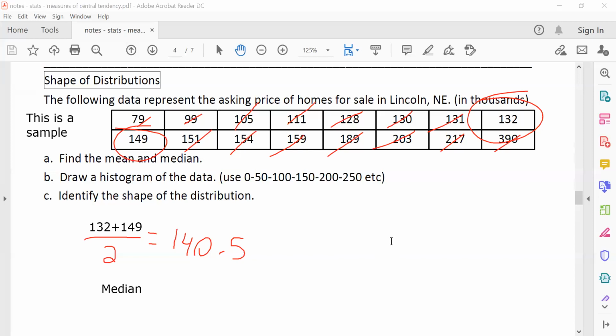Now I need to find the mean. I need to add them all up. 79 plus 99 plus 105 plus 111 plus 128 plus 130, plus 131, plus 132, plus 149. You get the idea. Of course, you can follow along on your calculators. I'm getting 2527 as the top number.